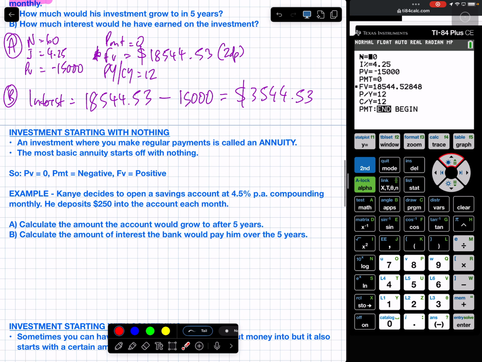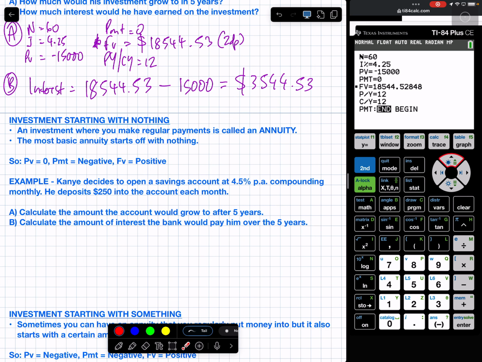So let's do something similar here. Kanye decides to open a savings account. It was 4.5%, compounding monthly. He's putting $250 into the account each month. So now let's try it faster. Let's start off at default. What's the interest rate going to be in TVM Solver for this?